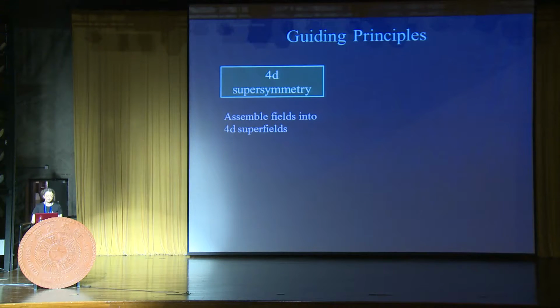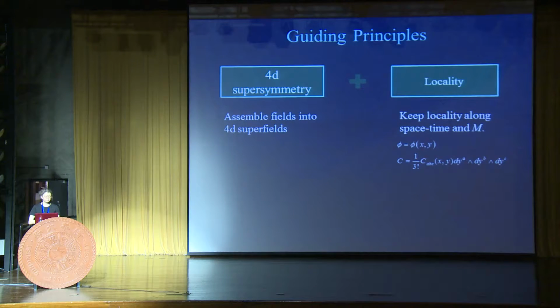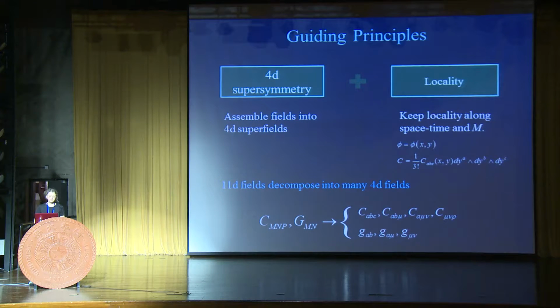The first one will be 4-dimensional supersymmetry, so we will assemble all fields into 4-dimensional superfields. And locality: we will keep locality along space-time, that's obvious, but also along M, this 7-dimensional space, by letting fields be functions of forms on this internal manifold. So 11-dimensional fields then decompose into many 4-dimensional fields. We can have scalars, vectors, and symmetric tensors, spin 2 fields, so all possible. From the 4-dimensional point of view, the system is very complicated.